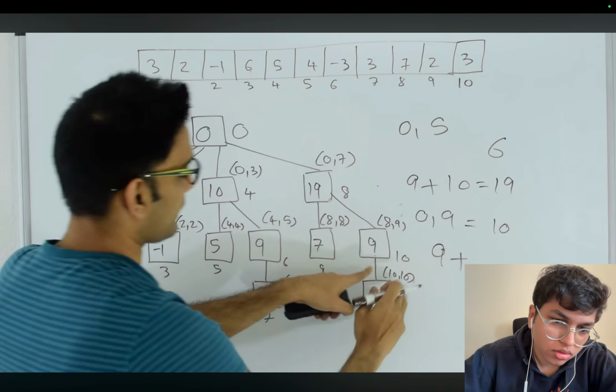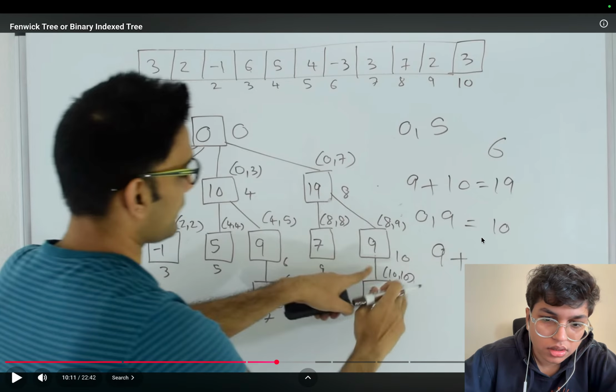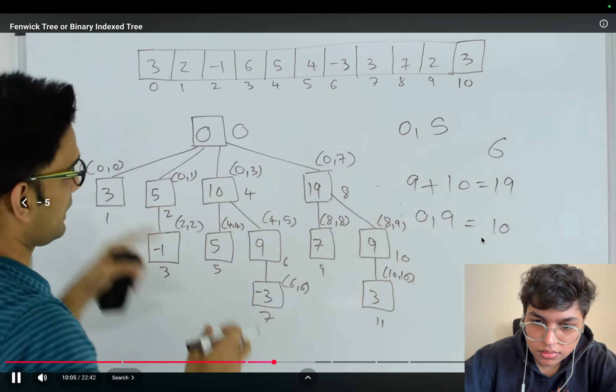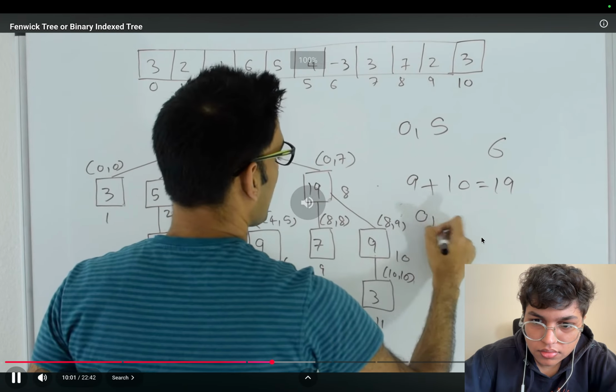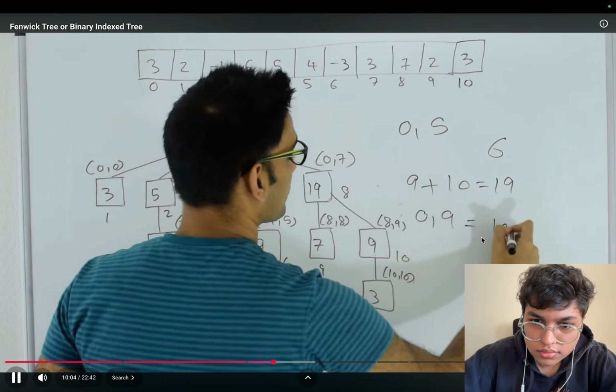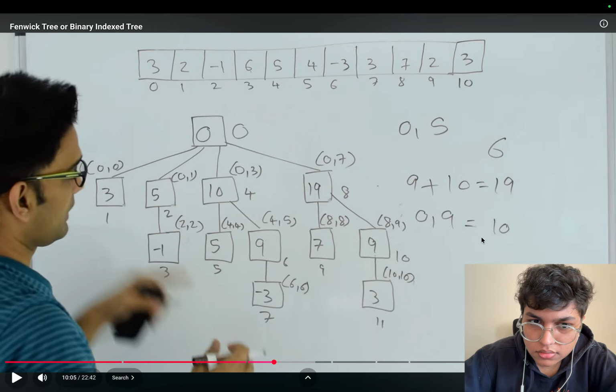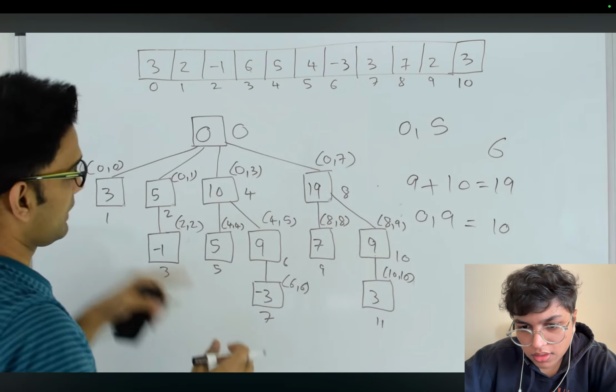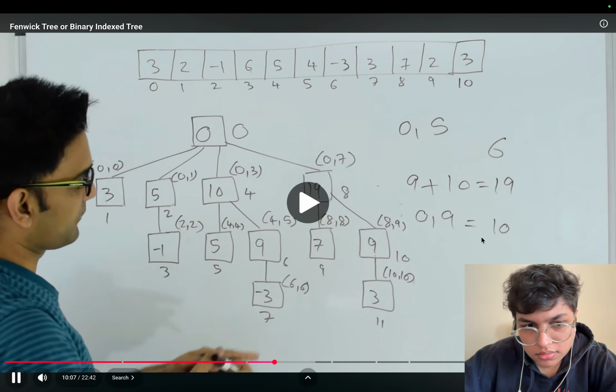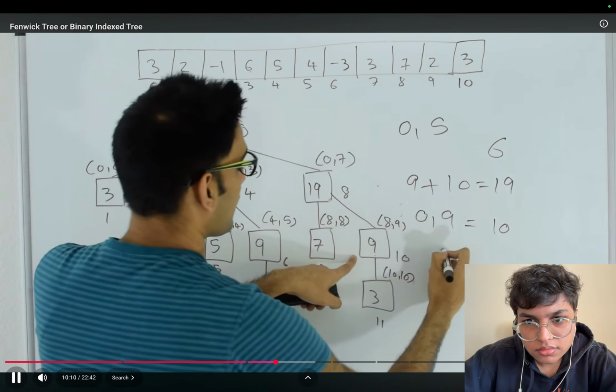If it's from 0 to 9, why do you start from the 10th node? Plus I go to its node in my 9. So 0 to 9. So since this is 9, I'll start from the 10th node in my Fenwick tree. So I start from 10. So the value here is 9.